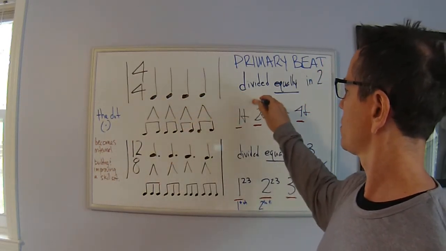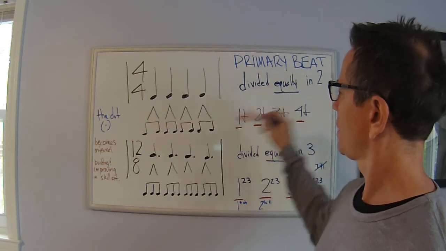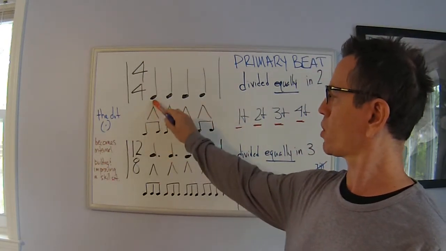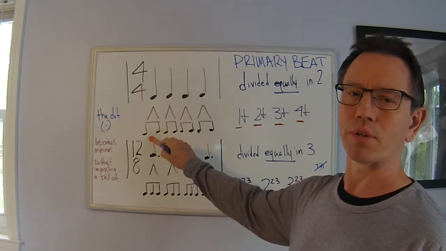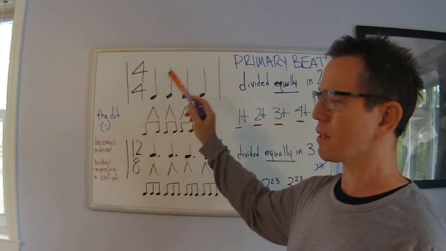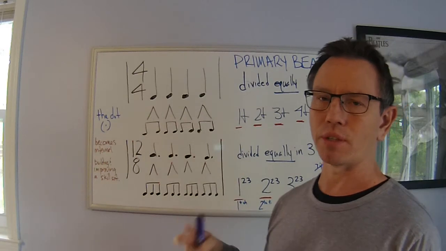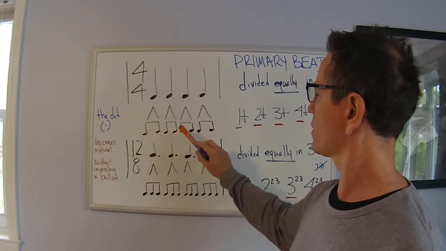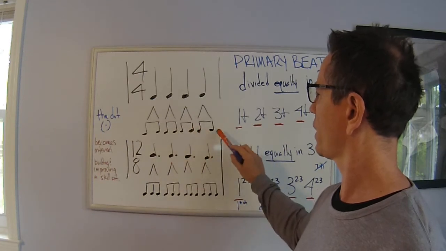If we break that down, subdivide it, remember a quarter is made of two eighth notes. So we're taking the beat and dividing it equally in 2. So now we get 1 and 2 and 3 and 4 and.